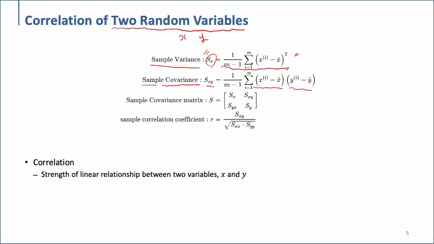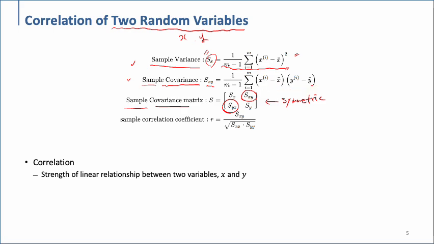By using the sample variance and sample covariance, you can construct the sample covariance matrix, which is like this. The first component is Sx, then Sxy and Syx, and Sy is located like this. As you can see, this matrix is symmetric because the sample covariances Sxy and Syx are equal.